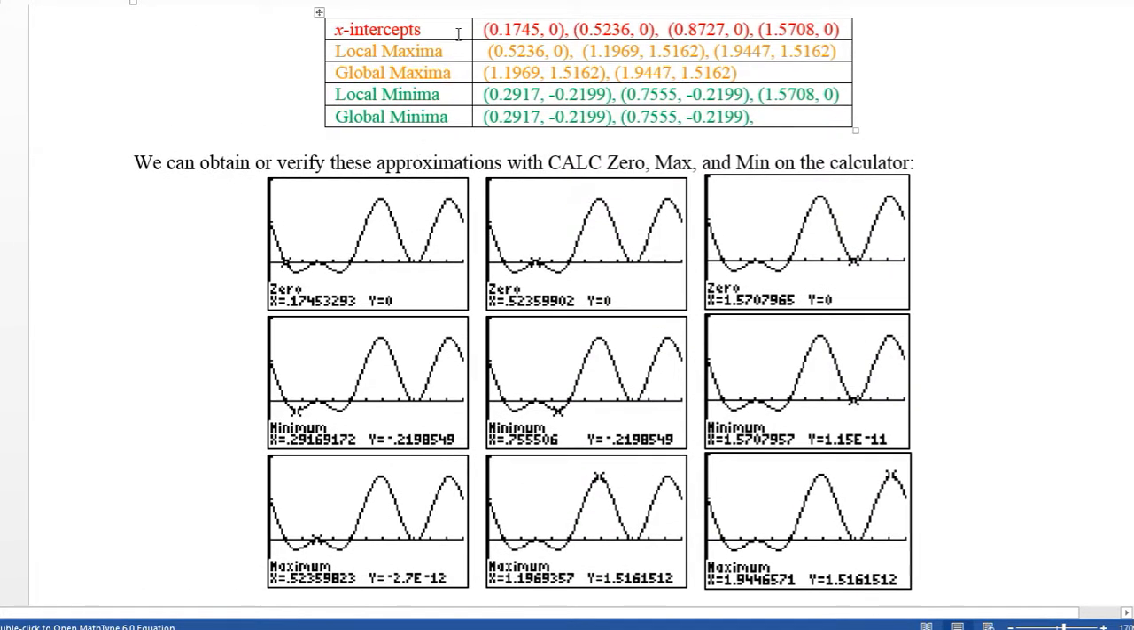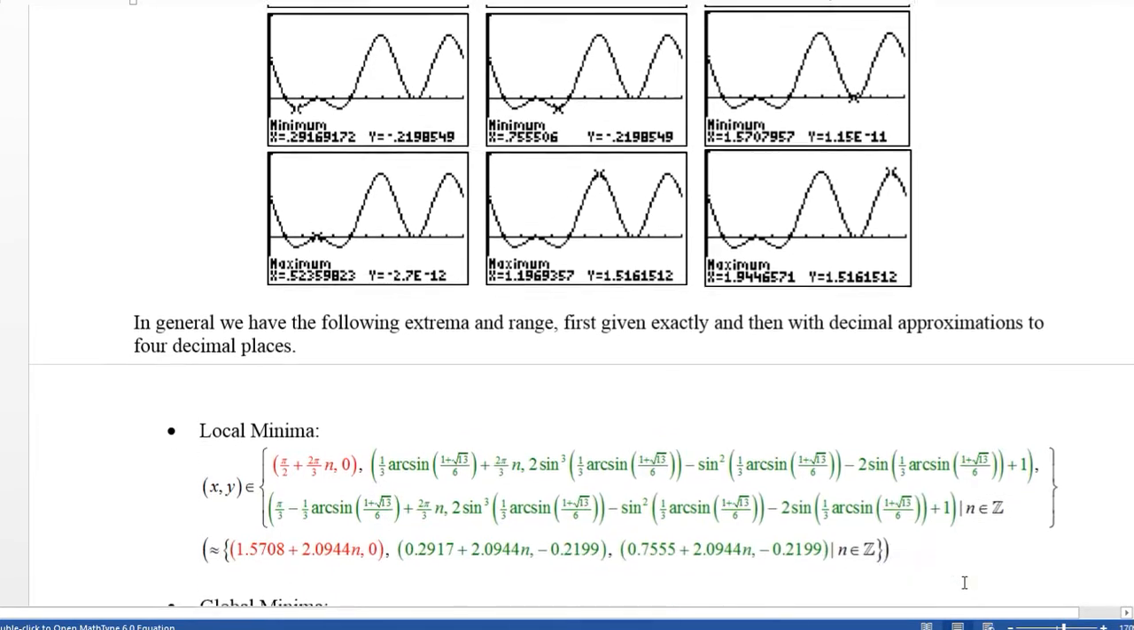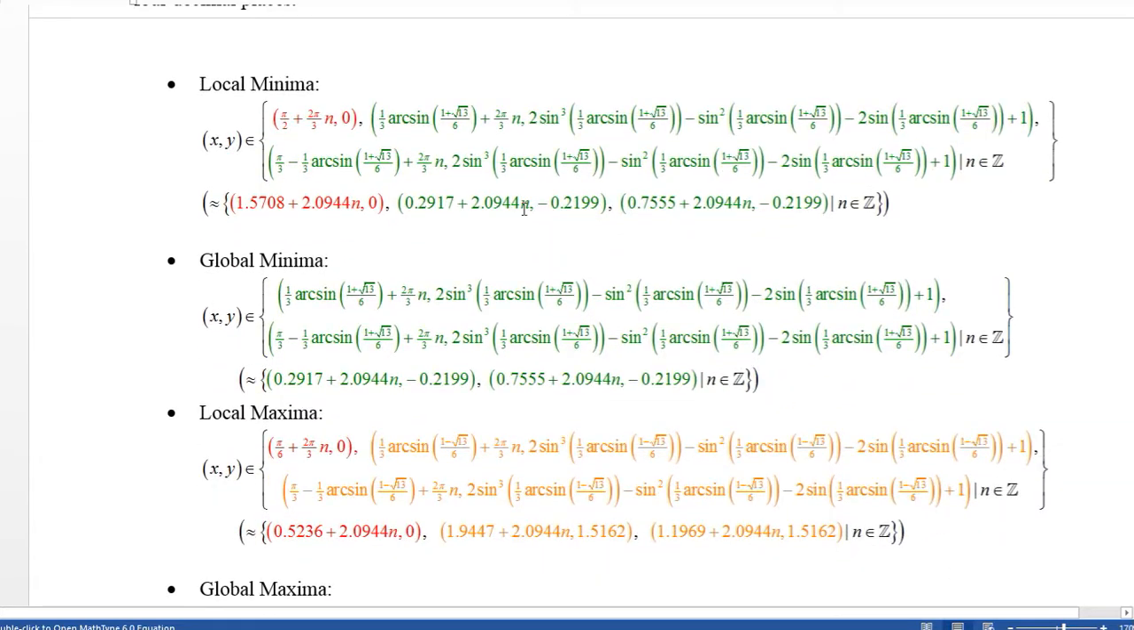So the x-intercepts, I can check those by doing Calc 0 here, here, and here, and here. I missed one. There's one there. I should have checked it as well. And you can check to see that all those work out. Then the 3 minima and the 3 maxima, you can see I've checked those here with the calculator, and that checks out as well.